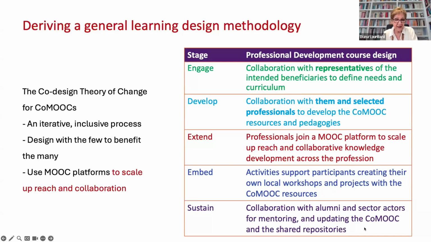And then we sustain that process by collaborating with alumni. So people who've gone through the co-MOOC course are then invited to join us and act as mentors and help us update the co-MOOC and all the shared repositories of what's been contributed by the people taking the original round. And this is an iterative process, of course, because at each stage we're feeding back into, well, by the time we get to this stage, there's things to feed back into what we should have been doing at this stage. So it's a long iterative process.